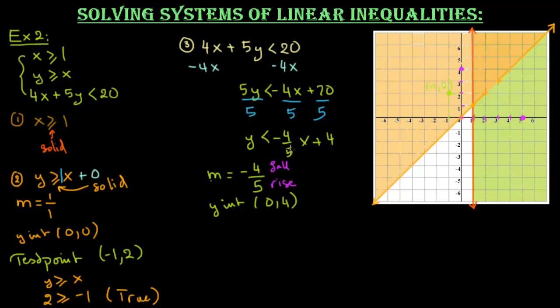Should it be a dashed line or a solid line? The answer is a dashed line, because you don't have the equal to in the inequality sign. So we're going to draw the line going through this one. The next part is where should I shade this dashed line? Above the line or below the line? So we have to do the test point.